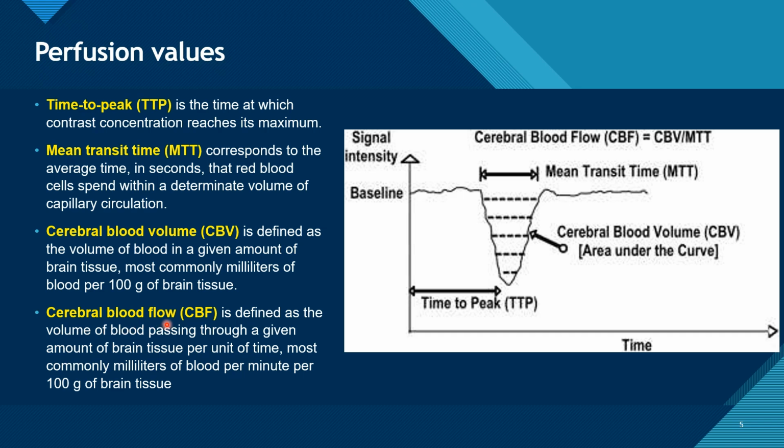Finally, we have our cerebral blood flow, and this is defined as the volume of blood passing into the capillary microcirculation per unit of time. So basically, it is the cerebral blood volume, but in terms of time. So basically, we have all of this area under the curve, but in order to calculate cerebral blood flow, we also need to divide it by the time that this blood has taken within this area of tissue.